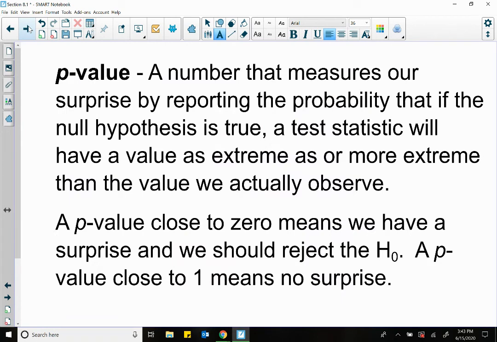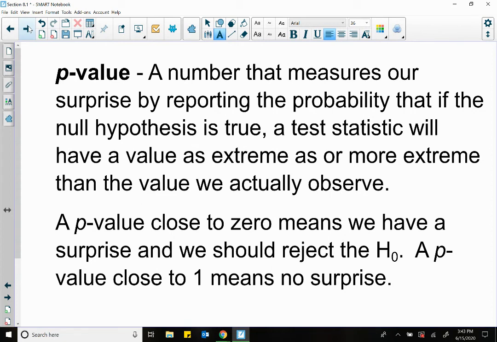So last but not least, let's talk about this p-value. Again, the calculator will help you find the p-value. I don't think we find it by hand. I can't remember. I have to look back up in 8.2 because that's where we'll really dive into the p-value. But here in 8.1, we just want to talk about it.